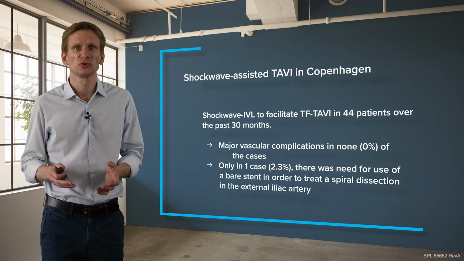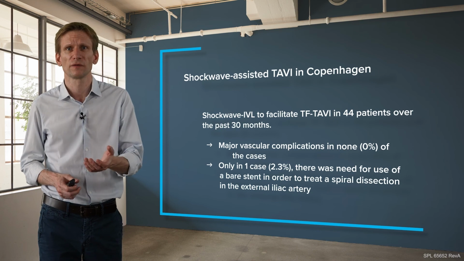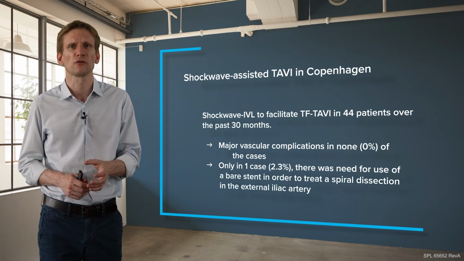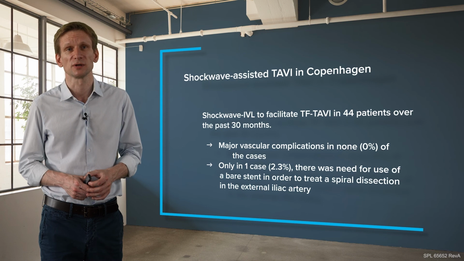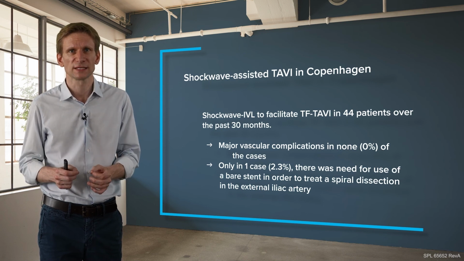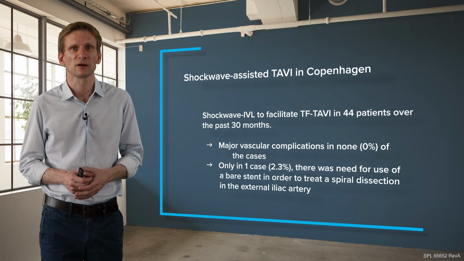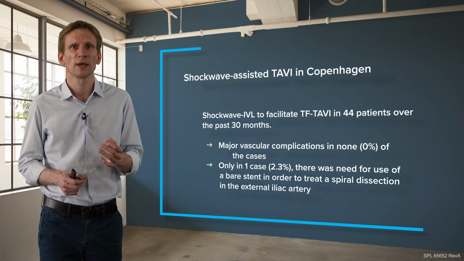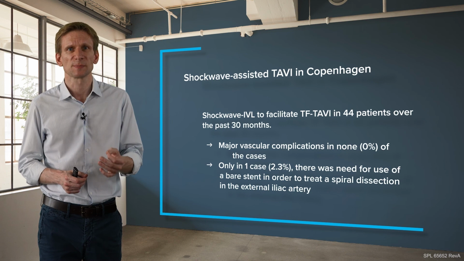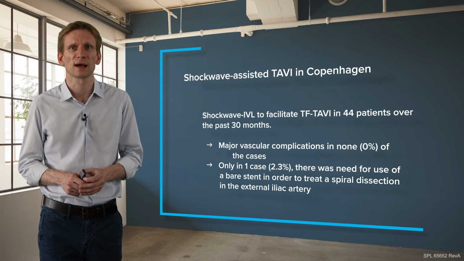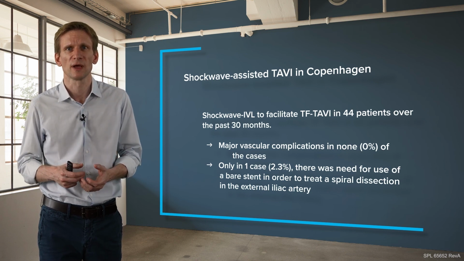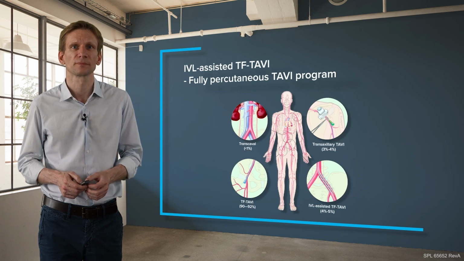Okay, so then we come to the summary in which I give you an overview of our outcomes in these 44 patients treated over the past 30 months. So in none of these patients, so 0 of the patients, there were major vascular complications observed. Only in one case, there was a spiral dissection of the external iliac artery, but this was easily resolved by use of a bare stent.